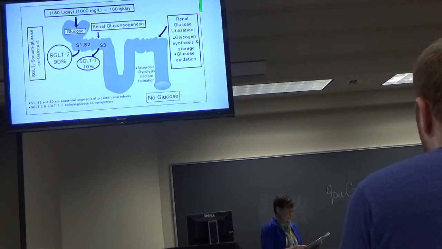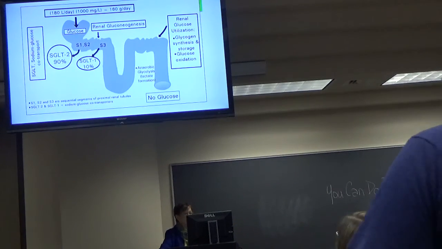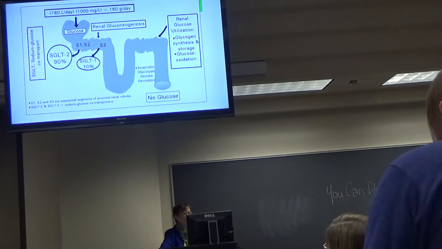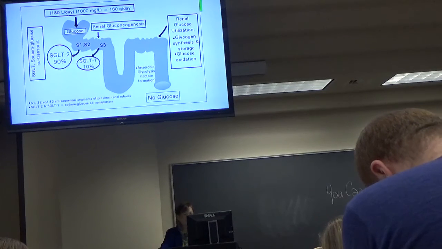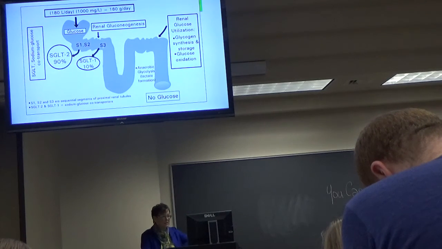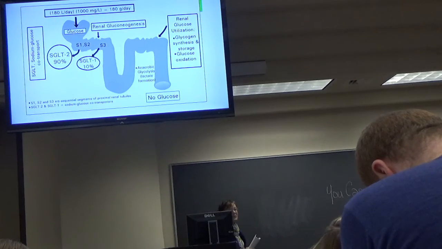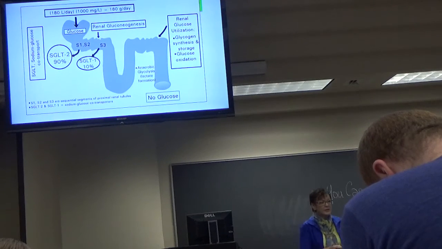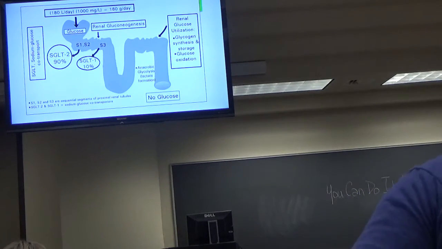Okay, so this one is in your packet. So this is showing you that you're producing about 180 grams a day of glucose, this person is. Filtering it all at the glomerulus, 90% of it being reabsorbed by SGLT2, so it's the predominant one, and then some by SGLT1 further down the proximal tubule. You see this renal gluconeogenesis? We don't talk about it very much, but the renal cortex can make new glucose. And it's fairly active. It's about equivalent to what the liver can do.